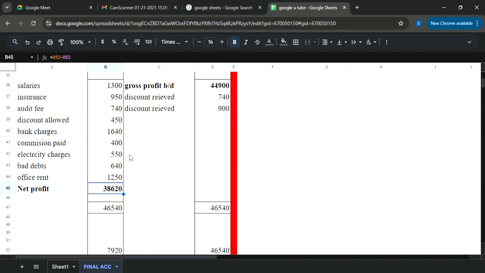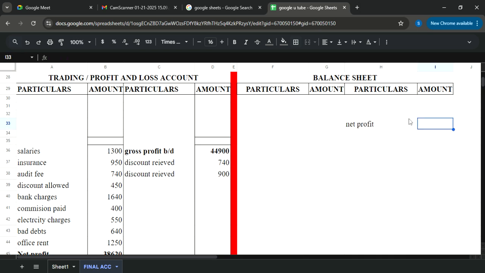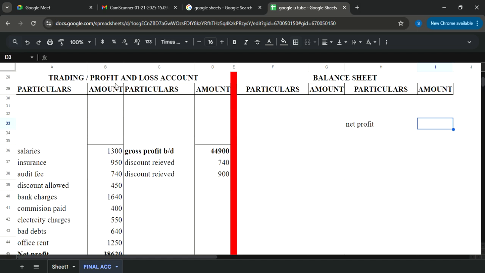And the next step is to bring down this balance. For that, I am requesting you to please be attentive. This is your second page, and here this is your liability side. This is the asset side, liability side, and you will bring this net profit over here to the next page. How much profit have we calculated? That is 38620. So just write down 38620 over here. Since we are not required to make the balance sheet, that's all.